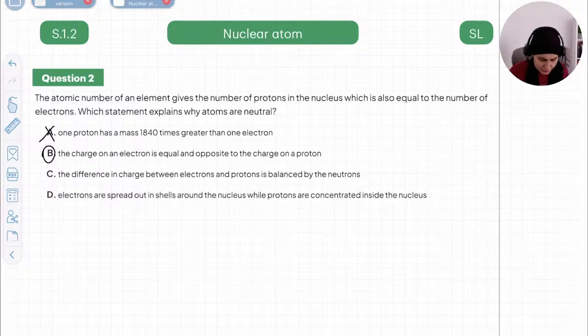Let's look through other options. Again, in the exam, you don't have to look through other options unless you have time and you're confident you're on time. C, the difference in charge between electrons and protons is balanced by the neutrons. That's completely wrong. Neutrons are neutral. Electrons are spread out in shells around the nucleus, while protons are concentrated inside the nucleus. That's true, but doesn't explain anything. So B.